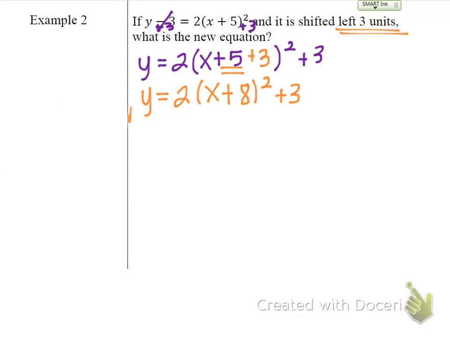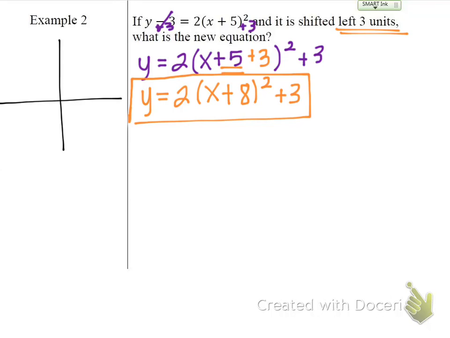So the only thing that we're really changing is the x and the y coordinates. And in this case, all we did was shift to the left, so it didn't affect the y at all. So if we were to check our answer with the graph, my original vertex was -5, 3. So that would be 1, 2, 3, 4, 5, 1, 2, 3.